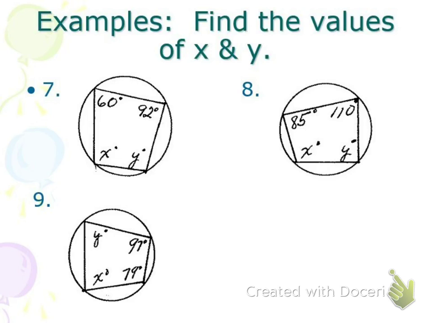In these examples, we're still finding the values of x and y. So on number 7, x is across from which angle? 92. So x and 92 have to be supplementary, meaning they add up to 180. So what will x equal? 88. Y is across from which angle? The 60. So y would have to equal 120 for those to be supplementary.